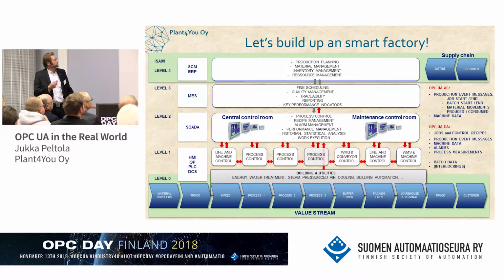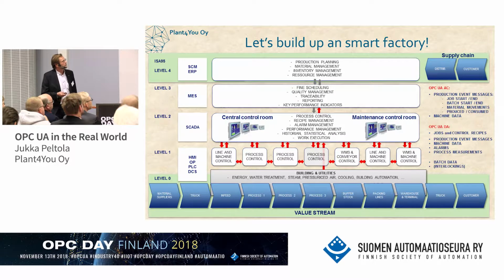And then, of course, to get a lot of information, we also used OPC DA, like the production events and messages, machine data, alarms, and process measurements. All of these should come with OPC UA DA, also from utilities, not just from the main processes.